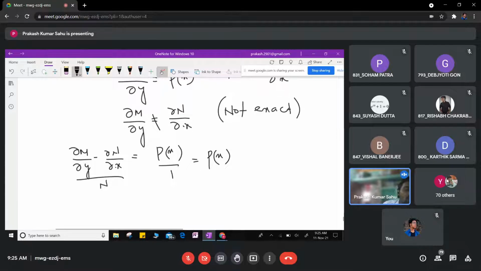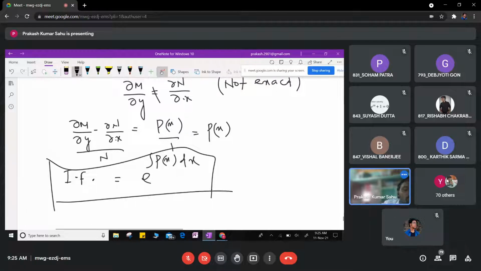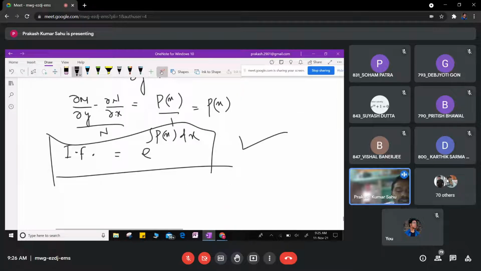Now let us see what your integrating factor is. According to the formula, your integrating factor is equal to e to the power integration of px dx. Got my points? Yes, sir. So what is the integrating factor? Now let us find the solution. The integrating factor has come, e to the power integration px dx.